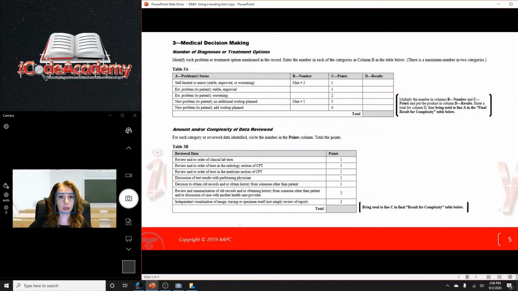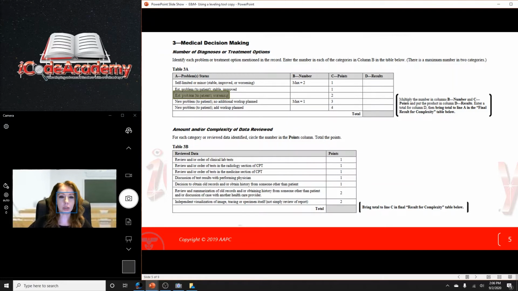The third element, medical decision making, or MDM. This is going to take up 2 pages as there's a lot of details to go into when it comes to counting out or leveling your medical decision making based on the documentation. The first area here is going to be our problems.